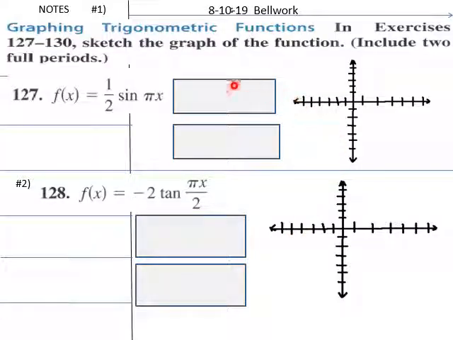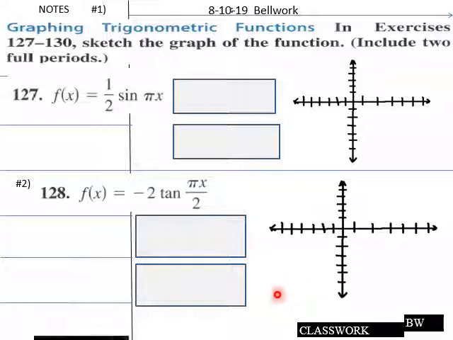Teachers, here is your bell work for today. In these exercises, sketch the graph of the function. Include 2 full periods for this one and that one. Students, you have 6 minutes to do that.